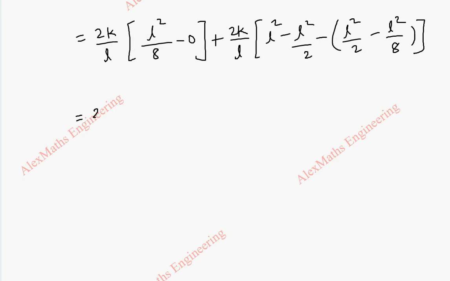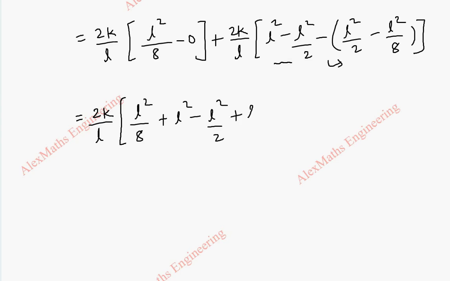In both the terms we find 2k/L common, so we can take it outside. We have L²/8. Now this is L² − L²/2. Taking this minus sign inside, plus, minus L²/2 again, then plus L²/8. Now we are going to combine the like terms. We have L²/8 and L²/8, so we can add them together as a single term.